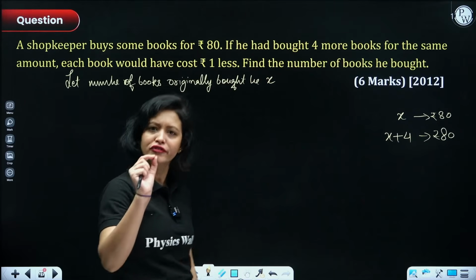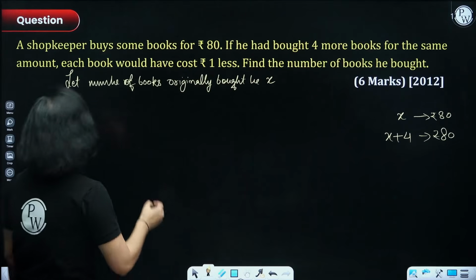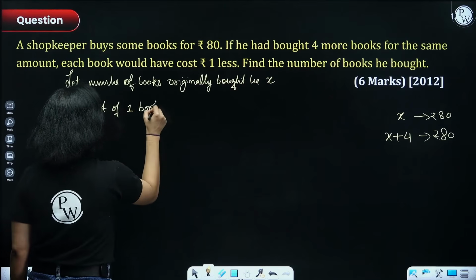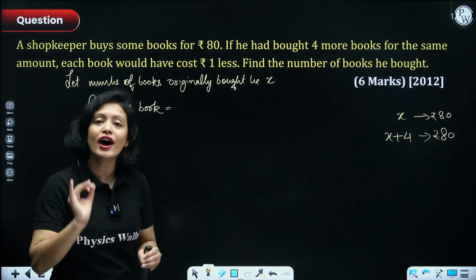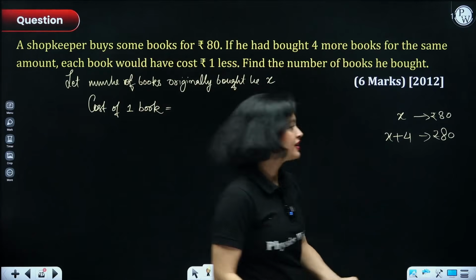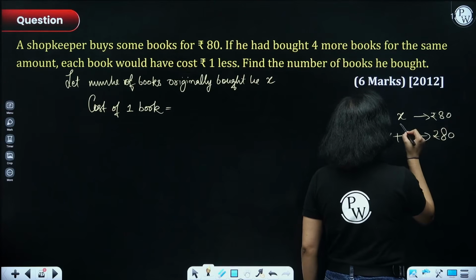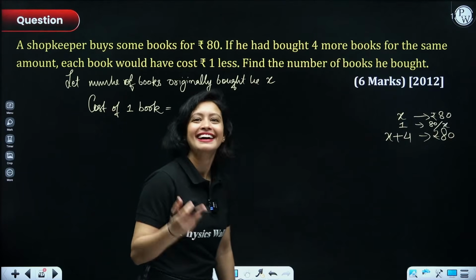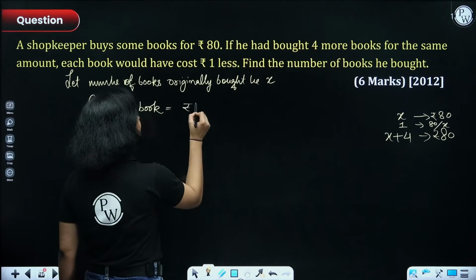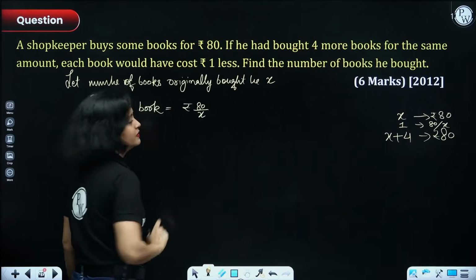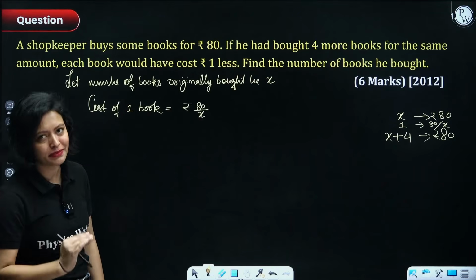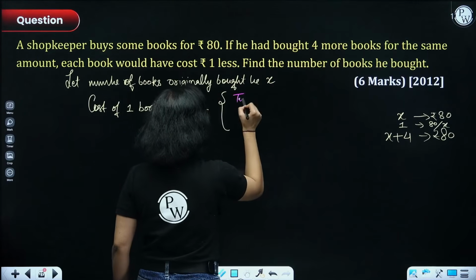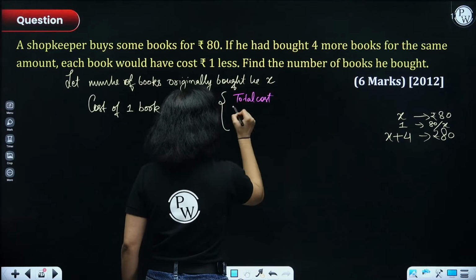So first of all, guys, what I will do is I will think what would be the cost of one book. Cost of one book. Now this is a no-brainer. For 80 rupees, x number of books were bought, right? So that means that the cost of one book would be what? 80 divided by x, unitary method. Right or not? So cost of one book would be 80 rupees divided by x. Okay? Total cost divided by number of books. I'll write it here if you people get confused. Wait. Total cost divided by number of books.